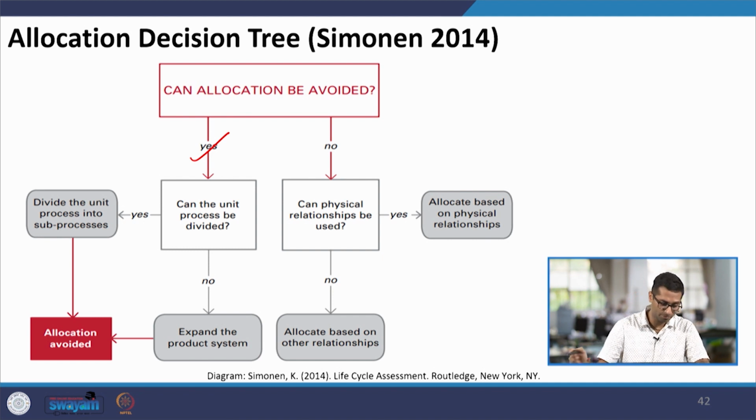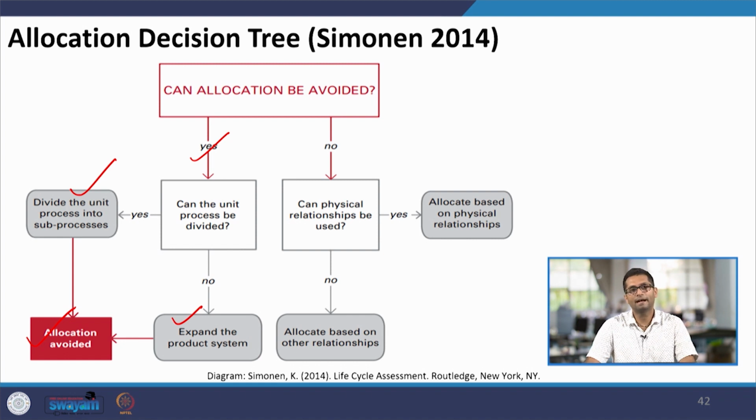So if the process could be further divided, I would divide it into smaller processes, and in that case I have avoided allocation altogether. If the answer is no, and the process cannot be divided into smaller processes, I would want to expand the system. How do I expand the system? We will be understanding that in the next slide.